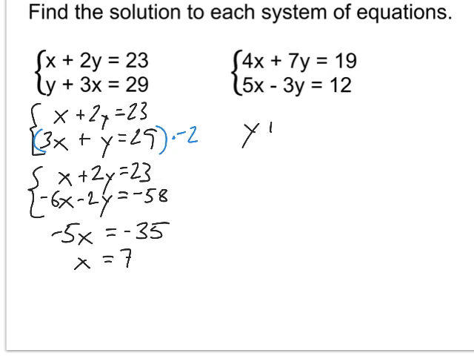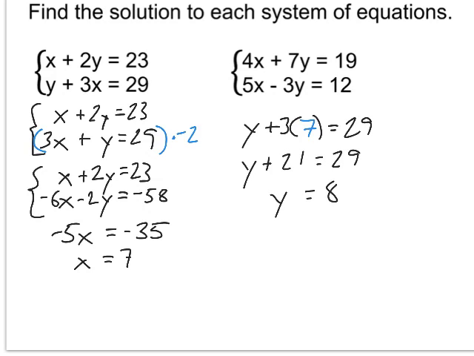That'll give me y plus 3 times 7, and then that equals 29. So work out the math from there. Subtract the 21 from both sides. You should find that y equals 8. So we get a final answer in this problem of 7, 8.